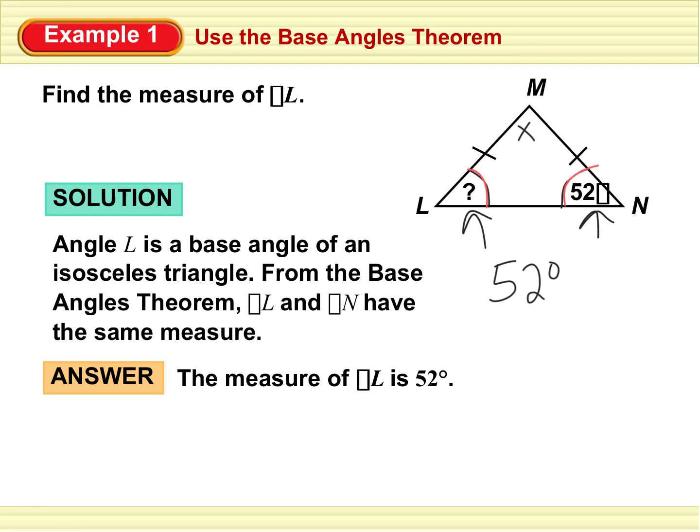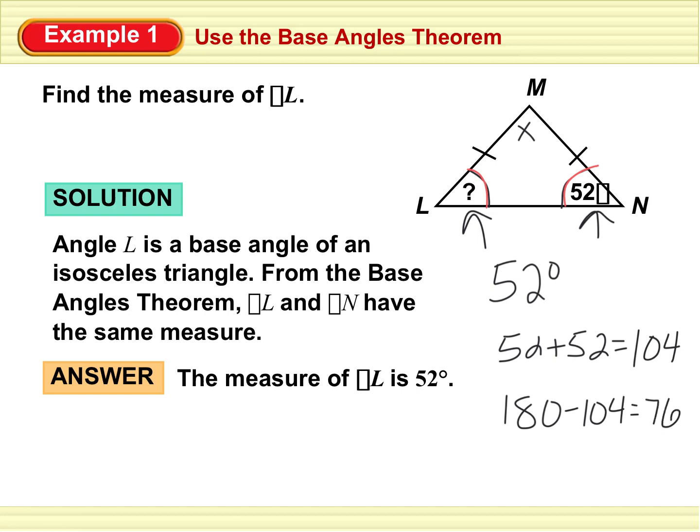So what Gabe just said is we're going to add these two angles together: 52 plus 52, which does give us 104. And then we're going to subtract that from 180, which would be 76. So this angle would be 76. Super important: remember that all angles in a triangle add up to 180 degrees.